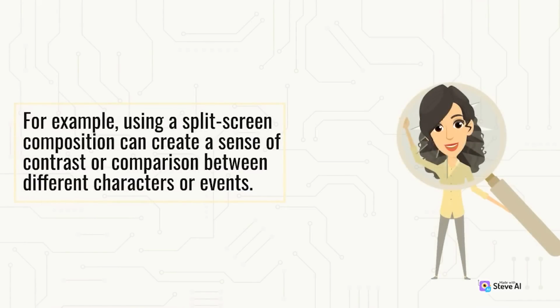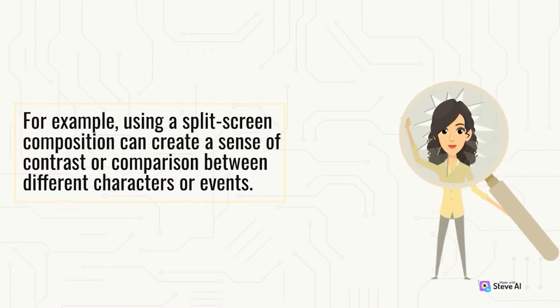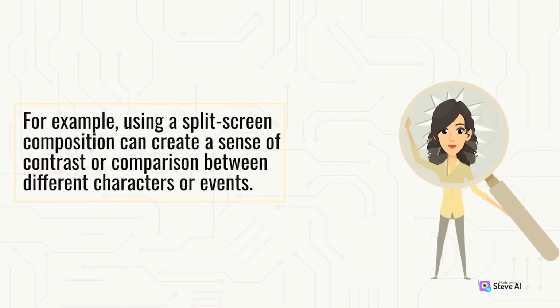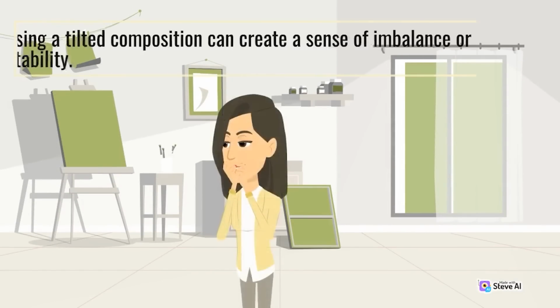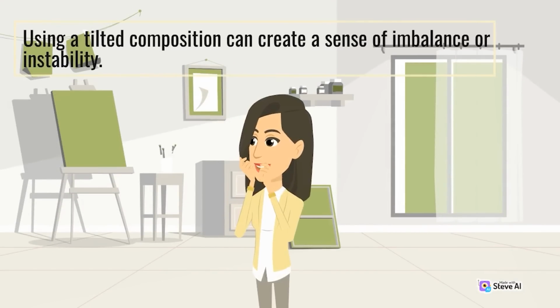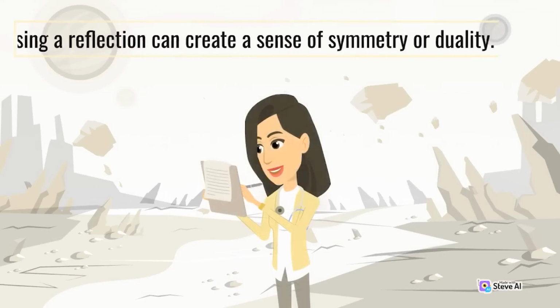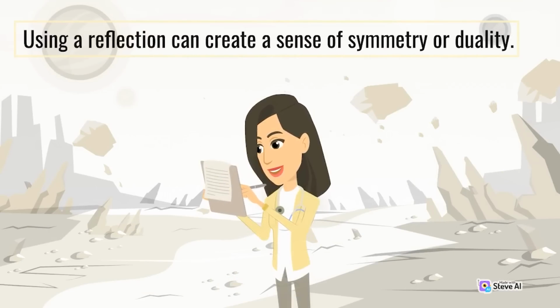For example, using a split-screen composition can create a sense of contrast or comparison between different characters or events. Using a tilted composition can create a sense of imbalance or instability. Using a reflection can create a sense of symmetry or duality.